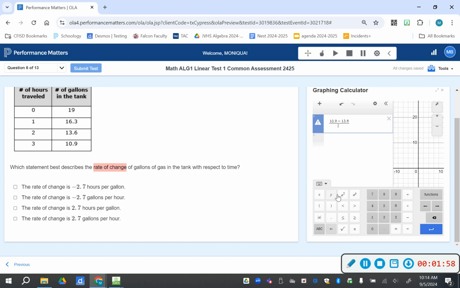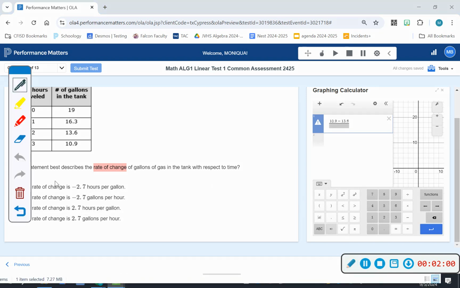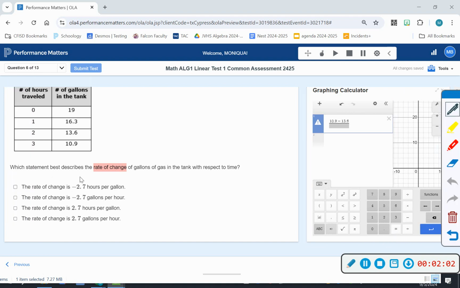However, big thing on this one, be careful, because if you look, there's 2 of these answers and 2 of these. It says hours traveled. So make sure that you know that the rate of change is gallons per hour. It's always in that order. It should be y per x. So that's why it's gallons per hour. So we're looking for one of these.